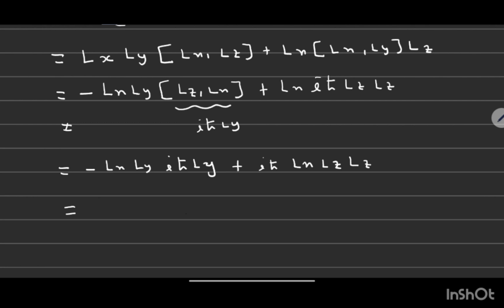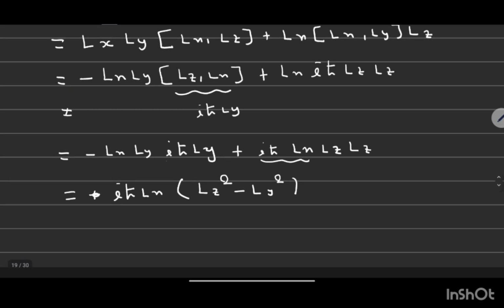So plus, I am taking out i h cut times Lx. So if you take i h cut times Lx, you have Lz squared, and here, taking i h cut times Lx, you have minus Ly squared. That's all. This is your answer. So the given commutation relation is equal to i h cut times Lx cap into Lz cap squared minus Ly cap squared. This is your answer.